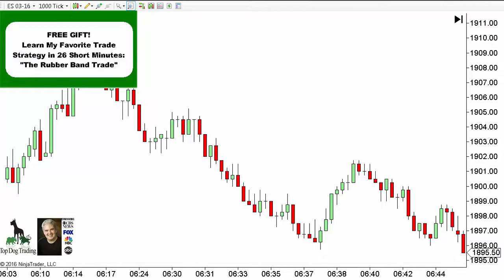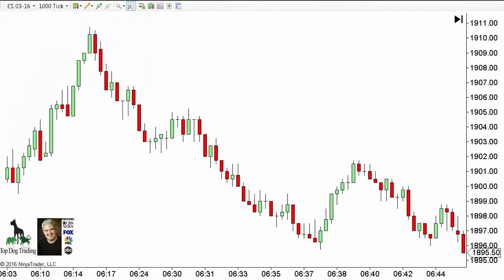And we are basically plotting levels on the chart after an impulse move to find how far the market will retrace before it continues in the direction of the trend. So let me show you exactly what I mean here using the E-minis.